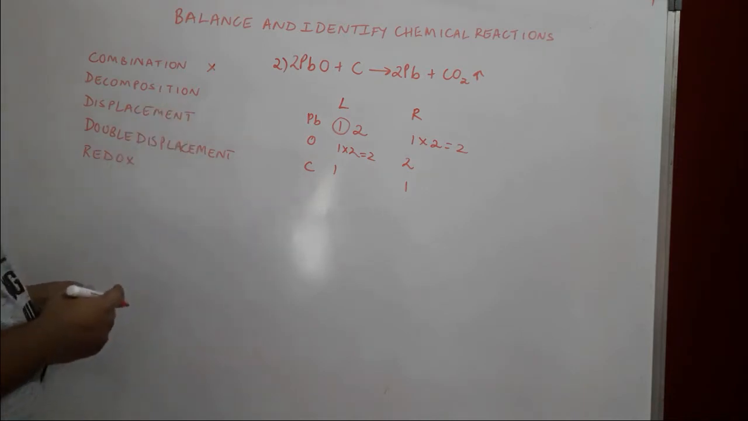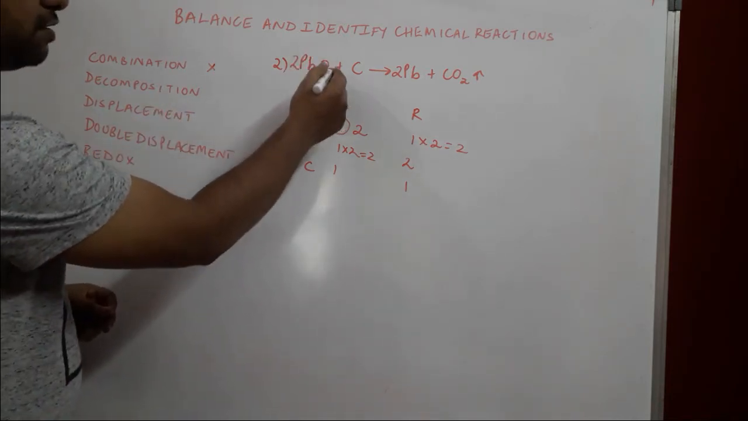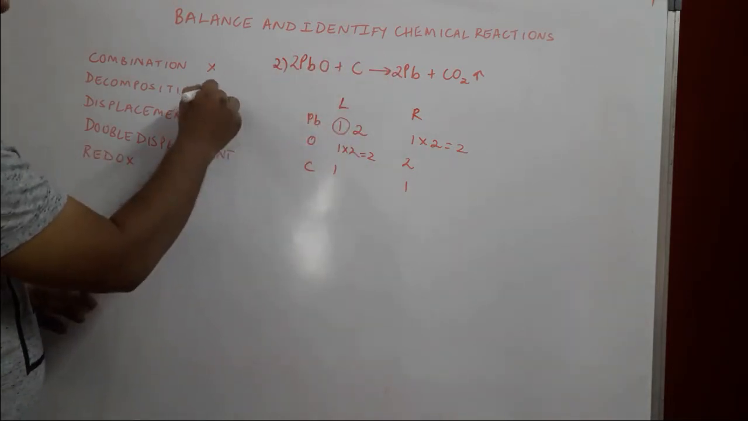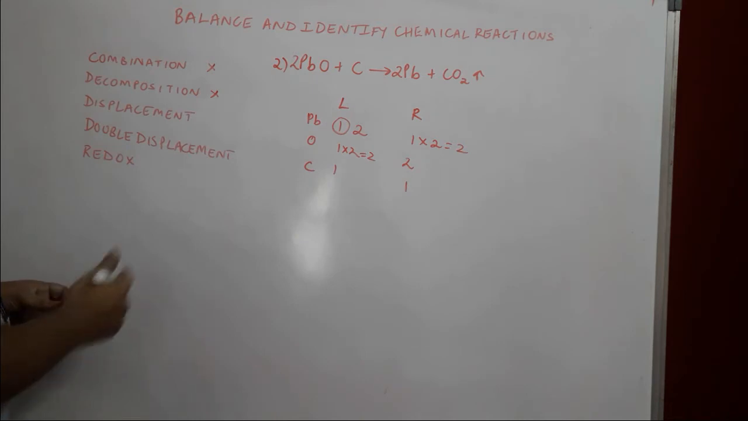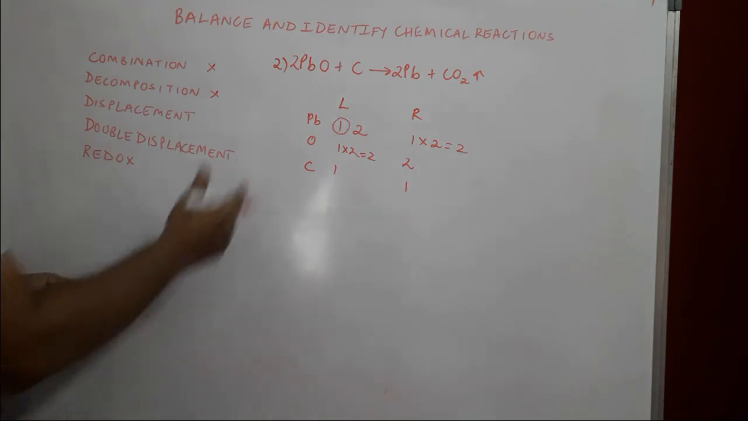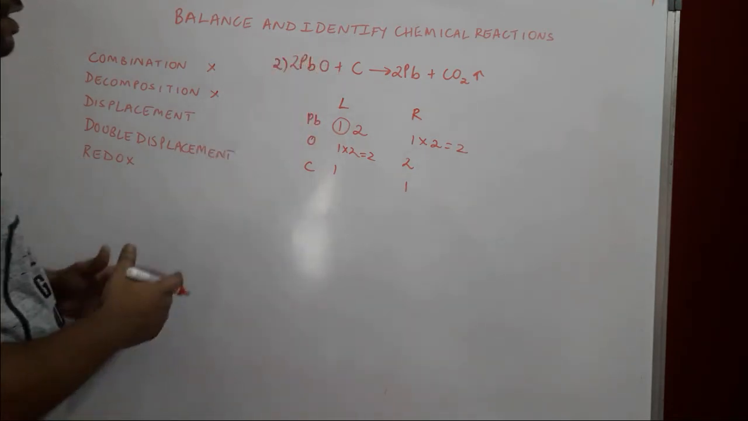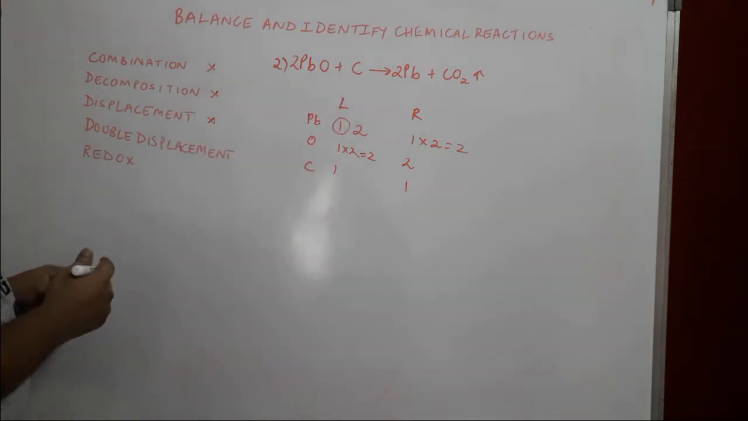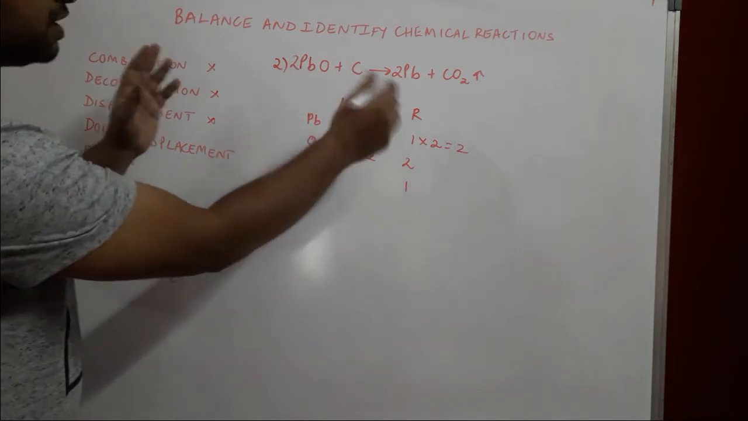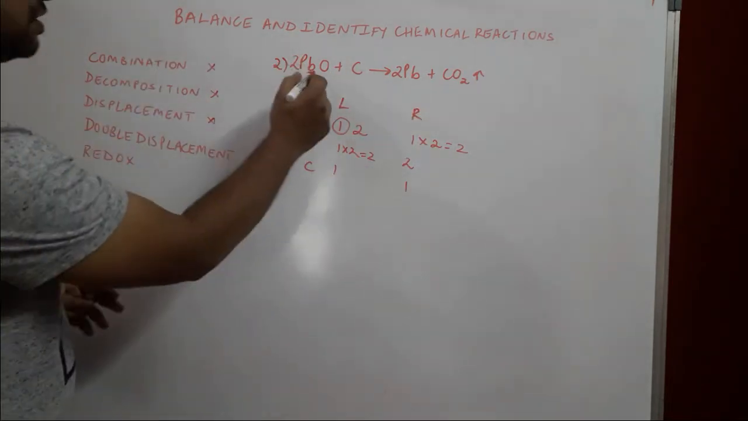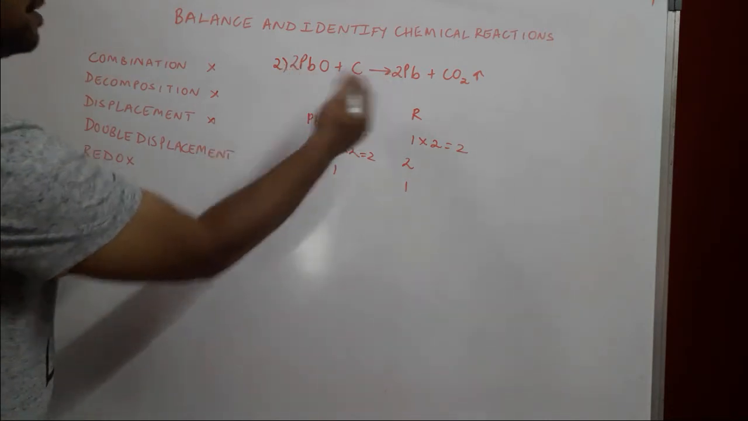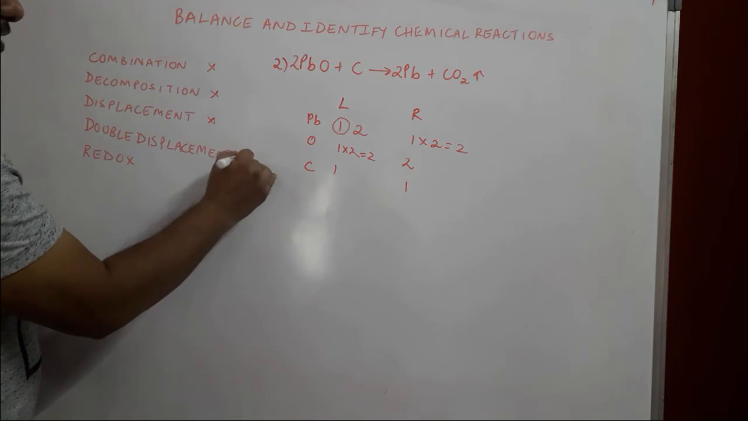For a decomposition reaction, as I have said, we need only one reactant that decomposes to give you more than one product. Here we have 2 reactants, so we rule out decomposition. How about displacement? Once again we need one metal that is displacing another metal from its salt solution. That is not happening over here. We rule this out. For double displacement we need partners to be swapped or exchanged between the 2 reacting partners, but that is not happening over here, so we rule out double displacement.